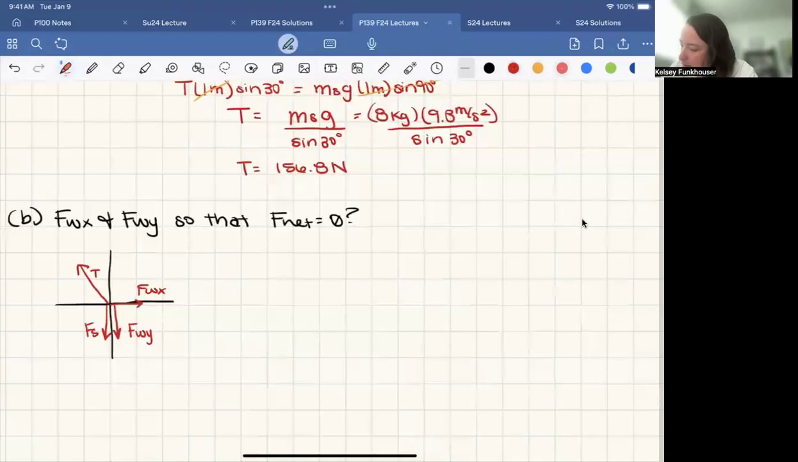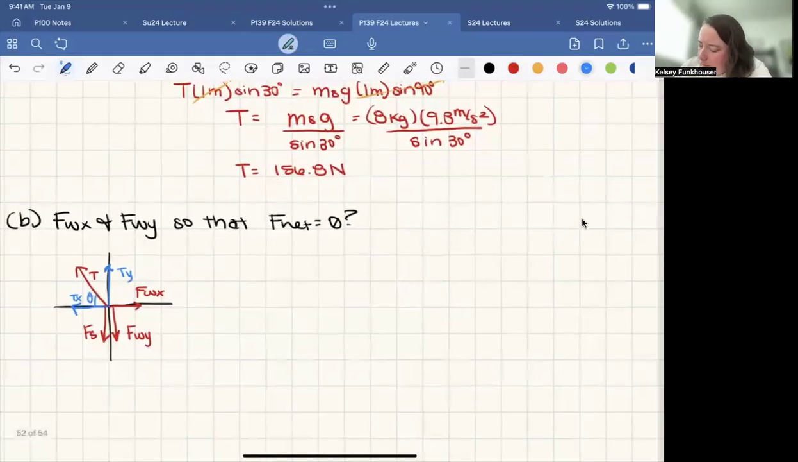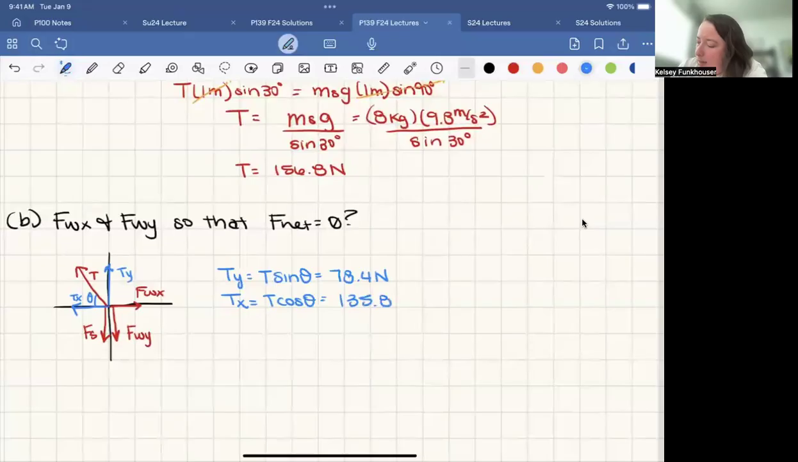And then a different color. Let's make sure we do our X and Y components. This is that angle theta, or 30 degrees, not 50. So let's get those X and Y components. The Y component, that's going to be sine, because it's opposite the angle, sine theta. So this gives us 78.4 newtons. And then the X component is cosine, and that gives us 135.8 newtons.